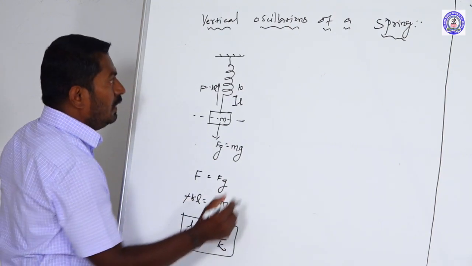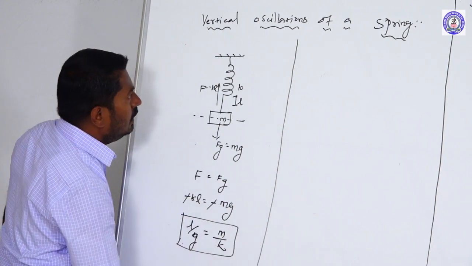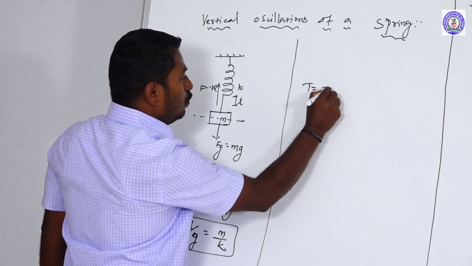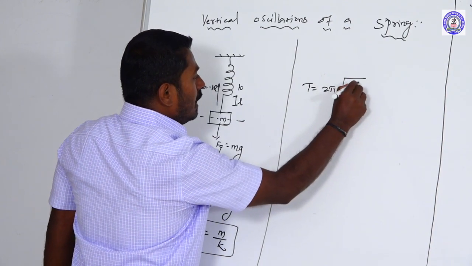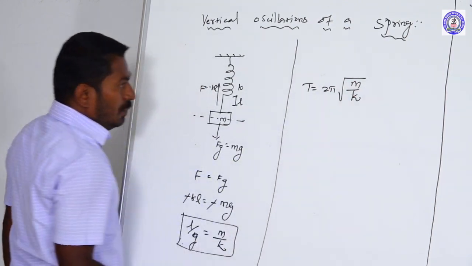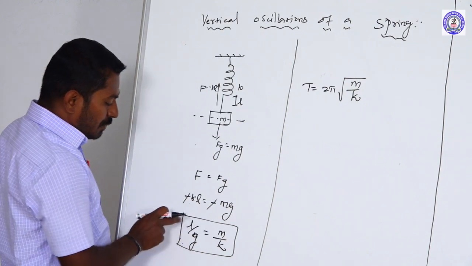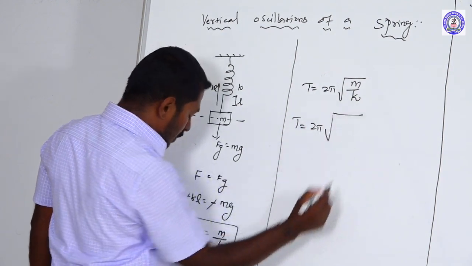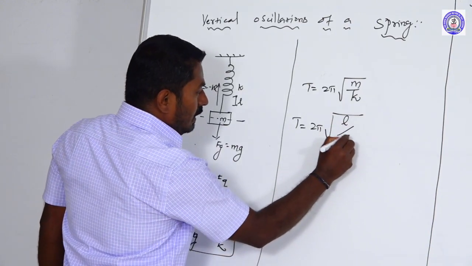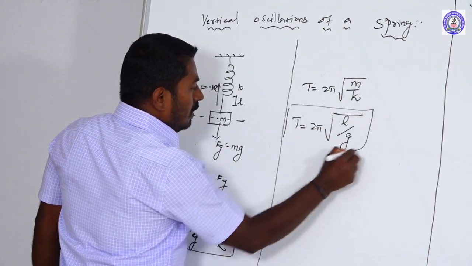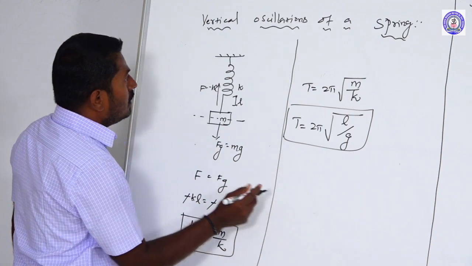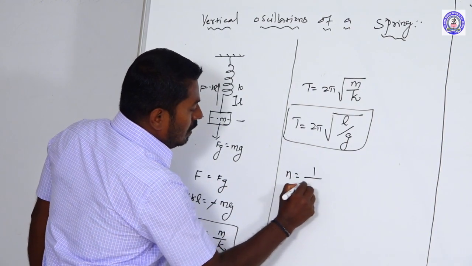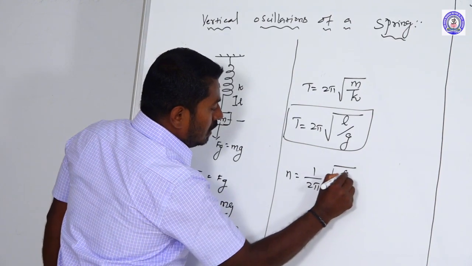The time period of a linear simple harmonic oscillator in vertical oscillations of a spring, T, is equal to 2 pi square root of m divided by K. In place of m divided by K, substitute L divided by g. T is equal to 2 pi square root of L divided by g. The frequency of vertical oscillations of a spring, n, is equal to 1 divided by 2 pi square root of g divided by L.